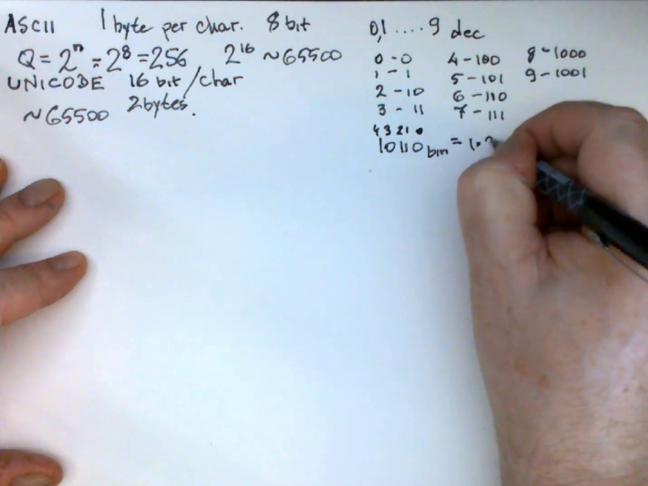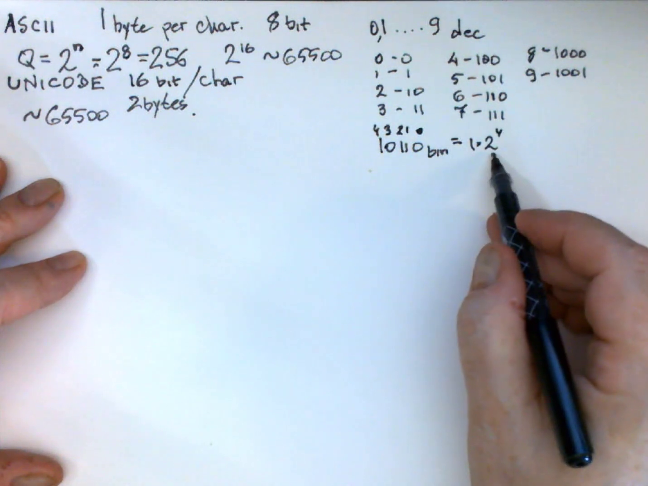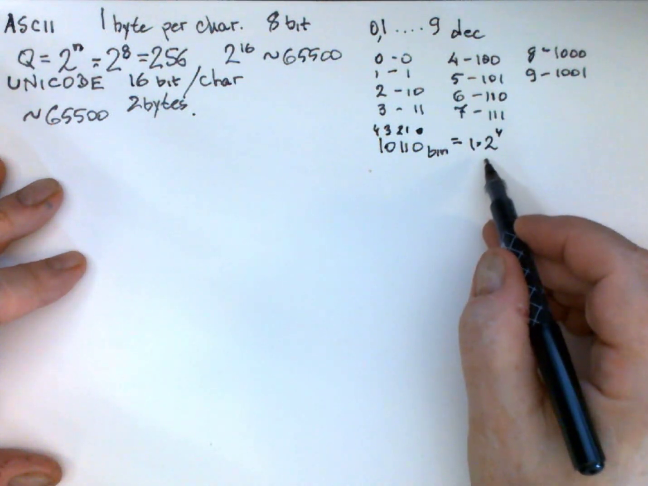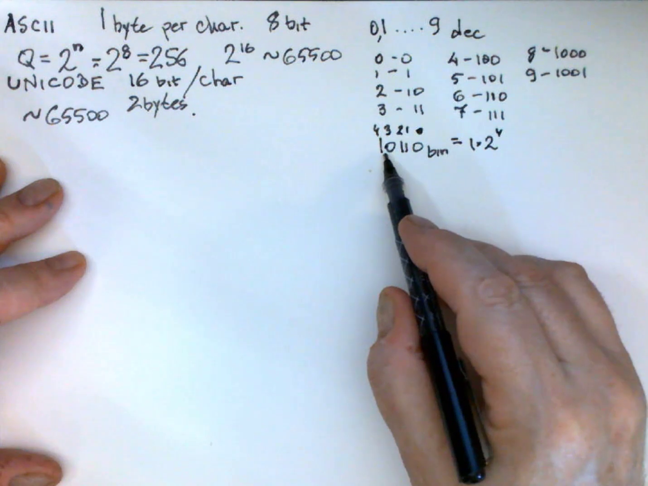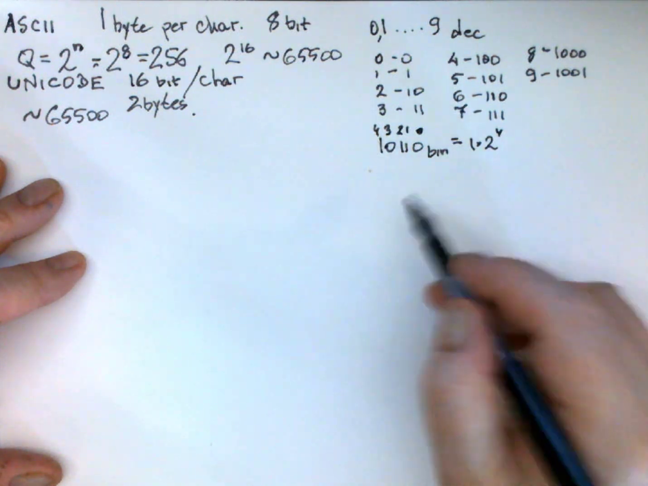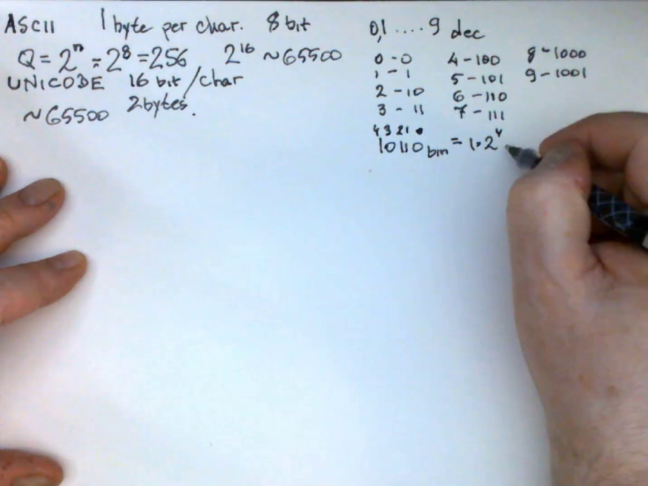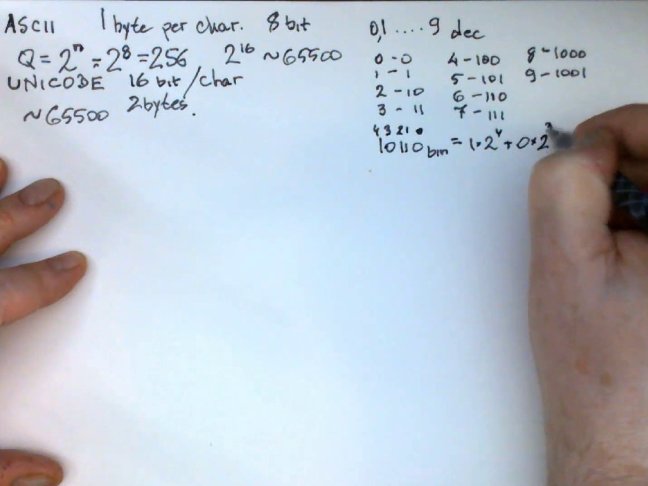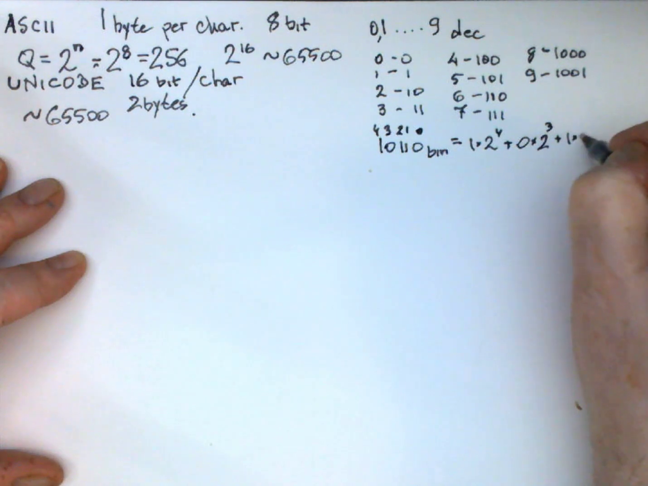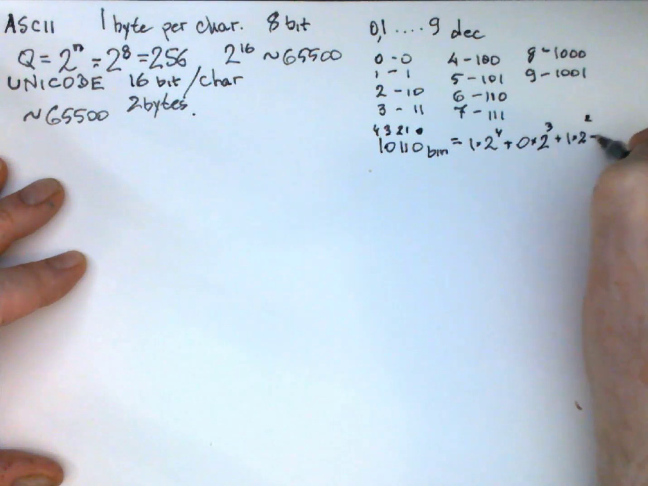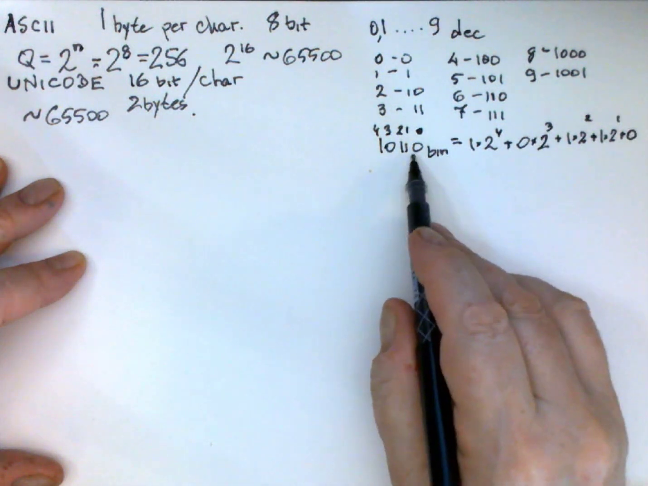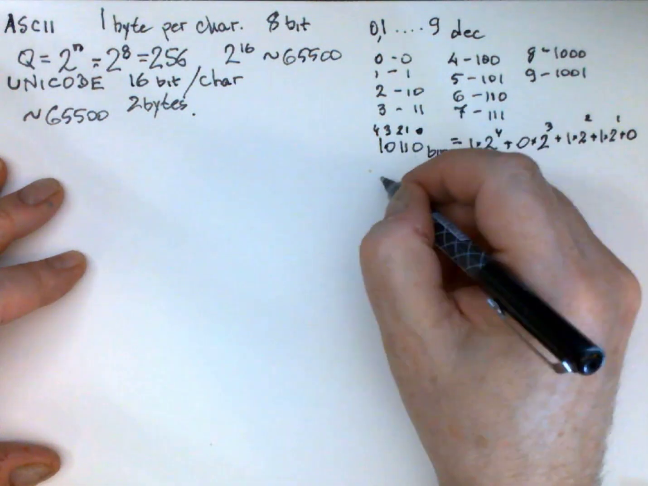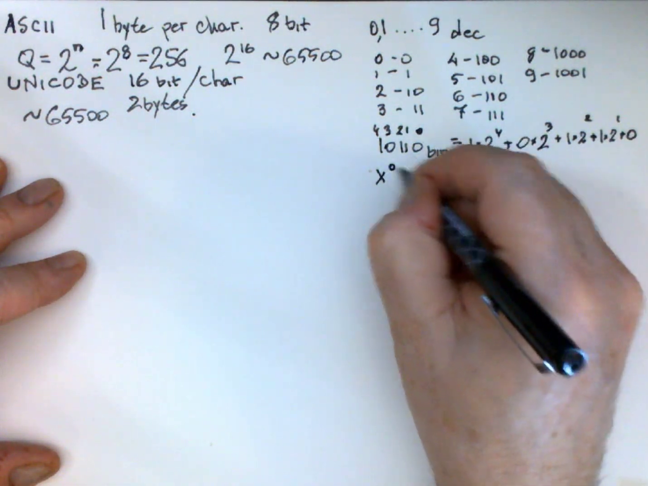1 multiplied by 2 in the power of 4. 2 because we have only 2 digits, 0 and 1. 4 because it is the fourth position. 1 because it's the digit 1. Plus 0 multiplied by 2 in the power of 3, plus 1 by 2 in the power of 2, plus 1 by 2 in the power of 1, plus 0, because the multiplier is 0. By the way, any number in the power of 0 is equal to 1.